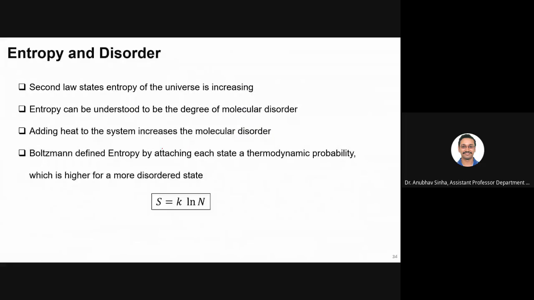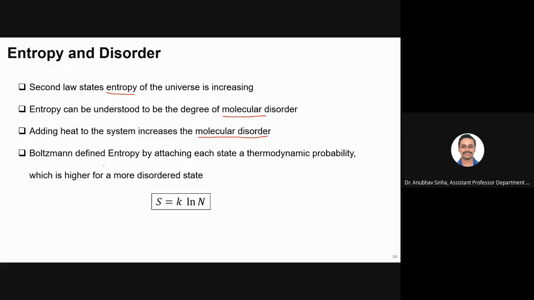Now, the second law basically says that the entropy of the universe is increasing. So all processes that take place naturally have this direction. They will try to increase the entropy of the universe and move to a more disordered state. And entropy, as we discussed, can be understood as the degree of molecular disorder. When you add heat to the system, it increases entropy, it increases molecular disorder. We have already seen that even in numerical form, that dS is equal to dQ by T.